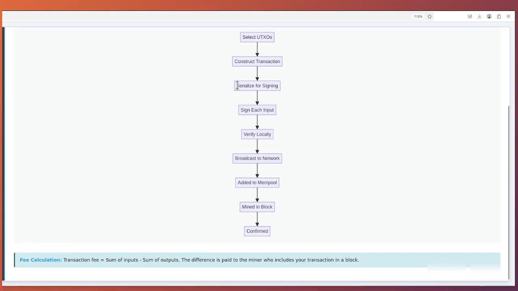The final step is broadcasting the transaction to the Bitcoin network. Your wallet software connects to one or more Bitcoin nodes and sends the serialized transaction using the Bitcoin peer-to-peer protocol. These nodes validate the transaction, checking signatures, ensuring inputs haven't been spent before, verifying sufficient fees, and checking all consensus rules. If valid, they add it to their mempool and relay it to other nodes. Eventually, a miner will include your transaction in a block, and after that block is mined and confirmed, your transaction is permanently recorded in the blockchain.